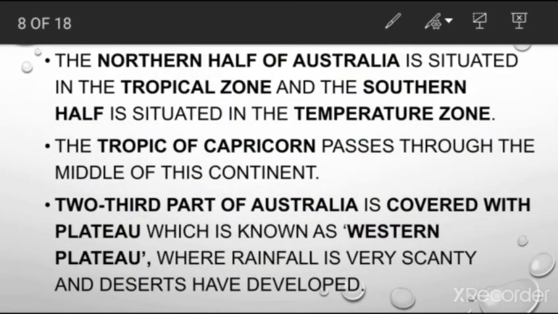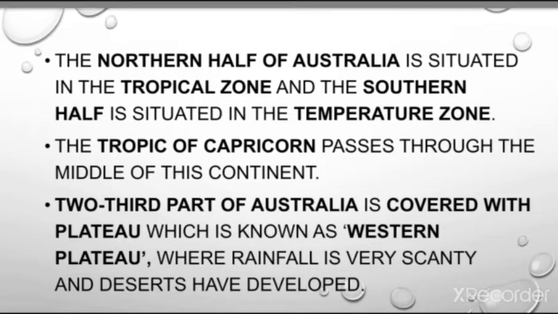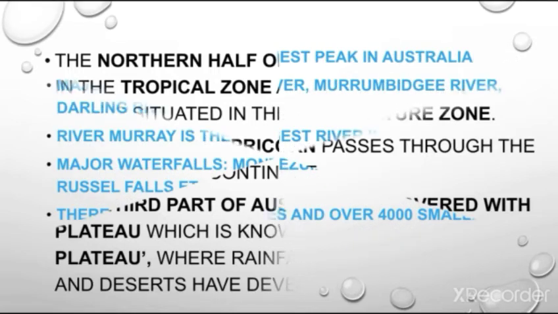The Tropic of Capricorn passes through the middle of this continent. I have explained this to you, right? And two-thirds of Australia is covered with plateau. It is covered with only plateau. It is known as the Western Plateau.